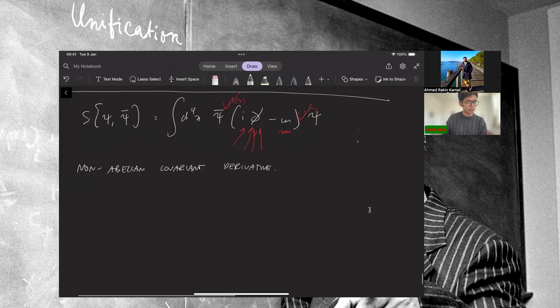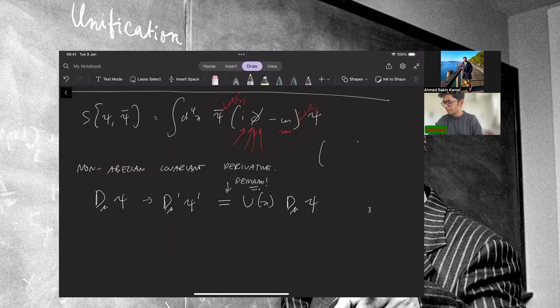And the non-abelian covariant derivative is going to transform. We're going to have D_mu psi go to D_mu' psi'. And we're going to demand that this thing transforms like U(x) times D_mu psi. This is our demand. This is very similar to what we had before. Before we had D_mu psi went to e^{i lambda} times D_mu psi. This is the same, except that instead of having an e^{i lambda}, we have some matrix U acting on this.